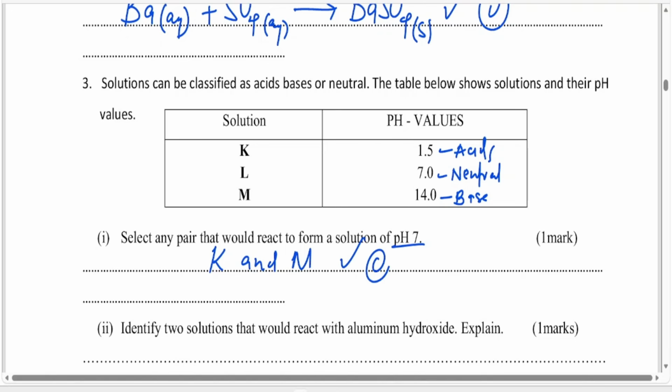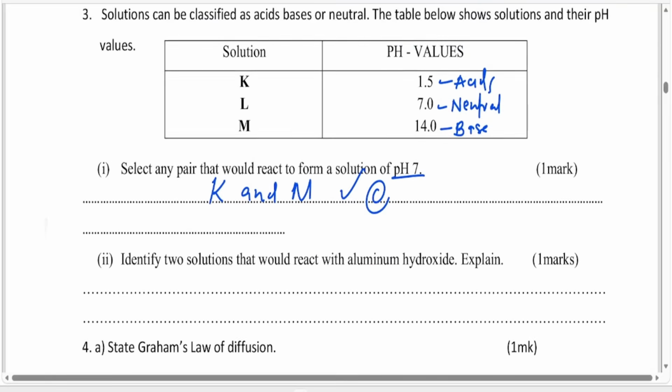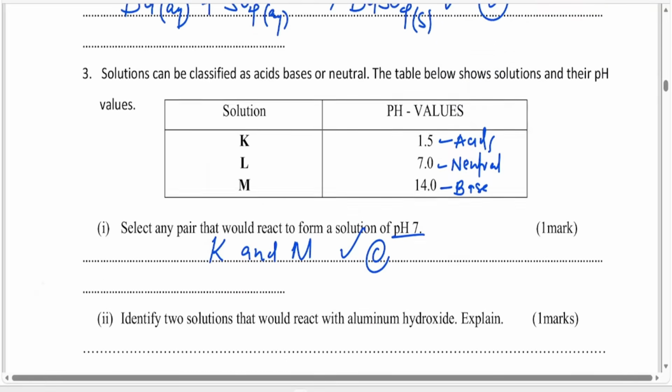Please note that it will only be a pair for you. It should always be a pair for you to be in a position to score a mark. If you write K without M, you get a 0. If you write M without K, then it becomes a 0. Please take note of that. Then let's move to part 2 of this particular question.